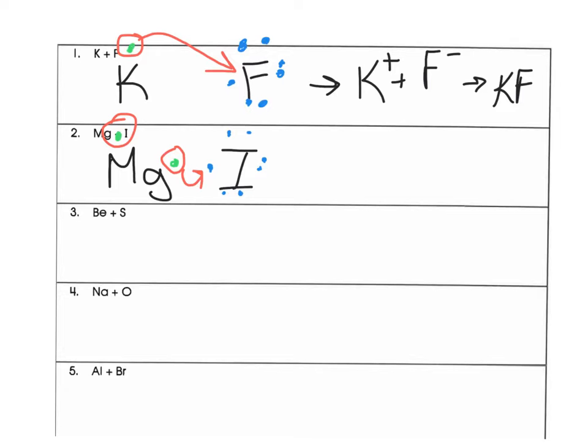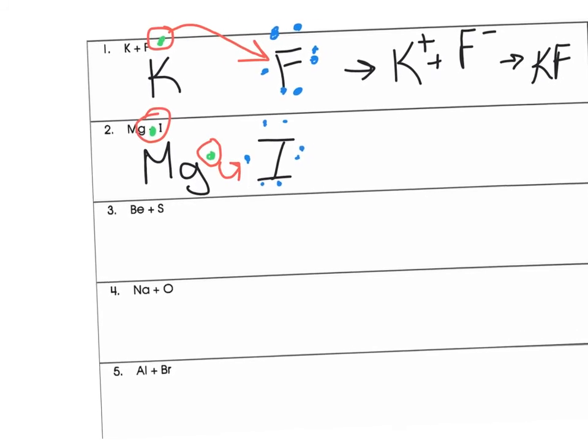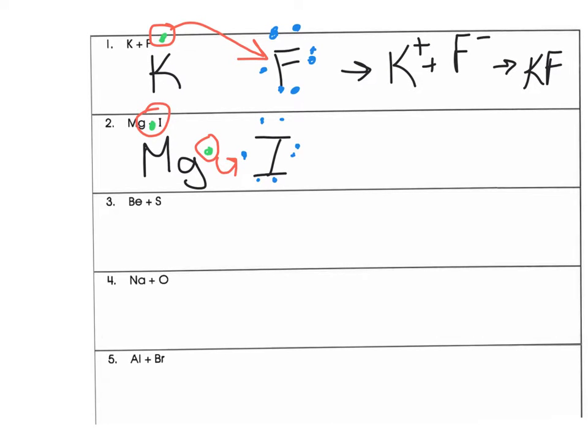So what we're going to do is kind of scooch our paper over just a hair, and we're going to draw another iodine over here on the left. We're going to put its valence electrons like that. And then here we're going to give him to the single guy.